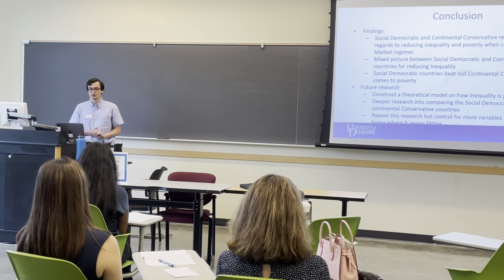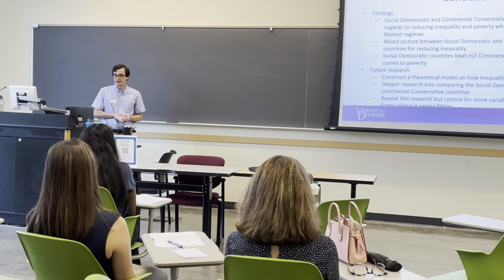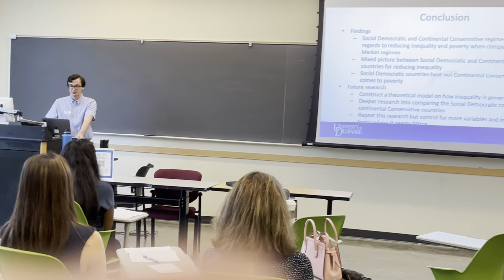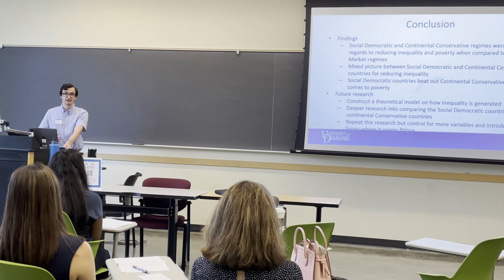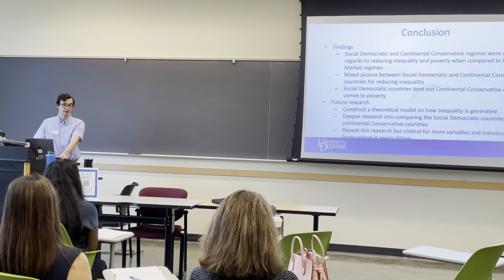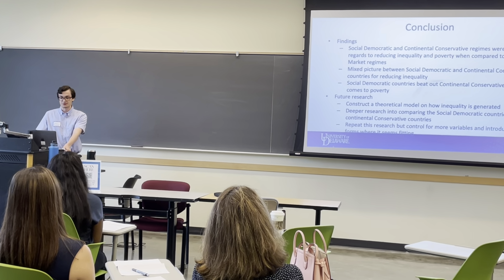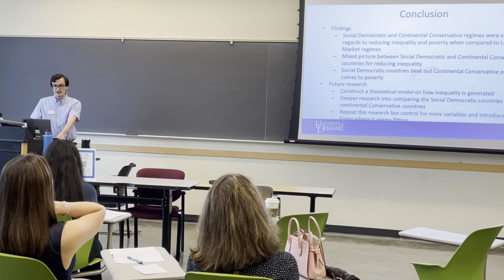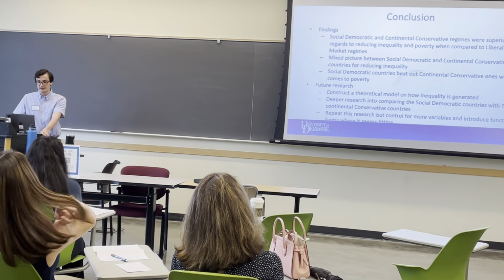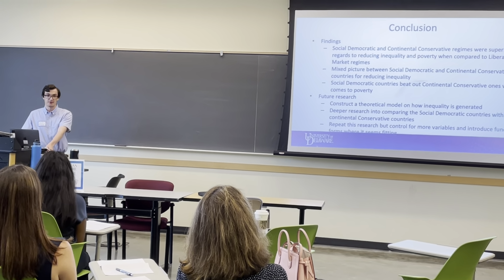And lastly, conclusions. Our findings are that the social democratic and continental conservative regimes were superior with regards to reducing inequality and poverty relative to liberal market regimes. And there was a mixed picture between social democratic and continental conservative countries for reducing inequality. And social democratic countries beat out continental conservative ones when it comes to poverty.